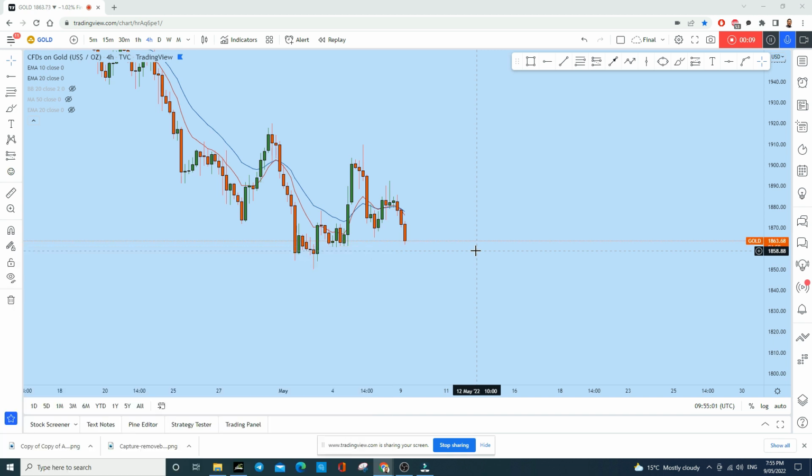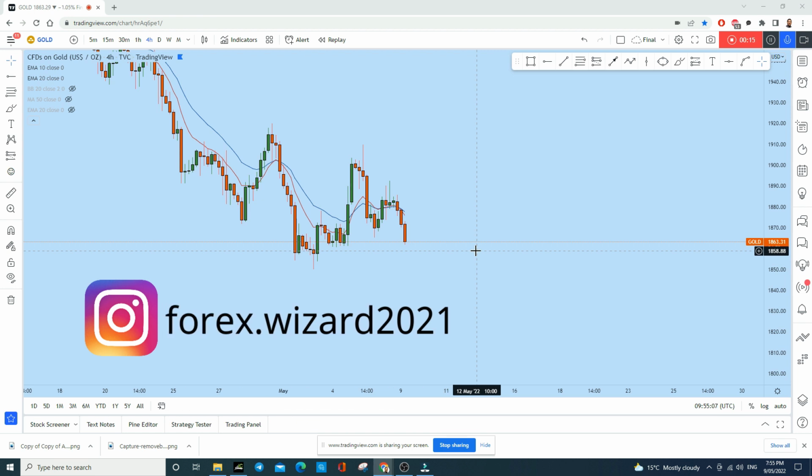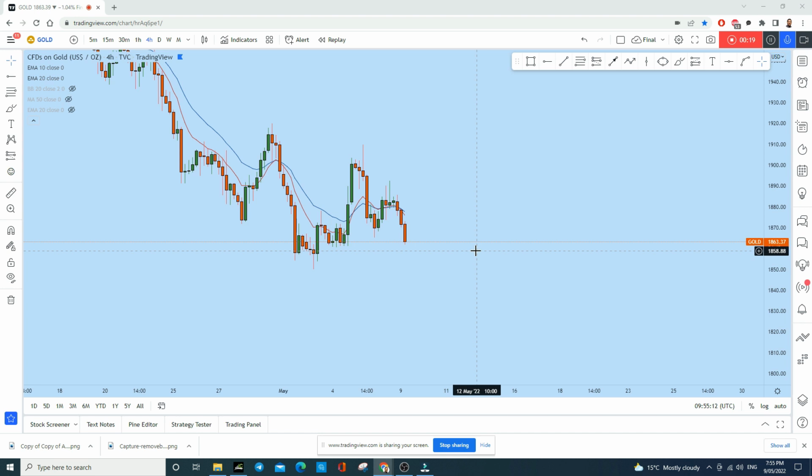Now, gold, as you can see, this is the 4-hour time frame, and we have seen that gold has broken the level of support again. So we might find a good trading opportunity. Before we discuss what it is, let's do a complete multi-time frame analysis. Then we'll come back to this time frame to see how we can trade gold.